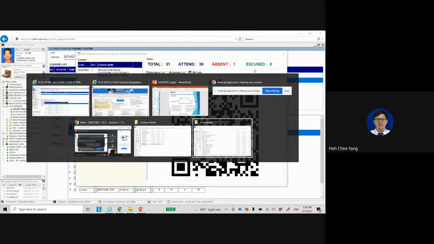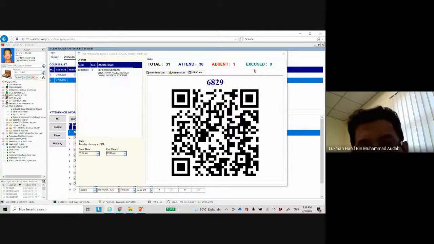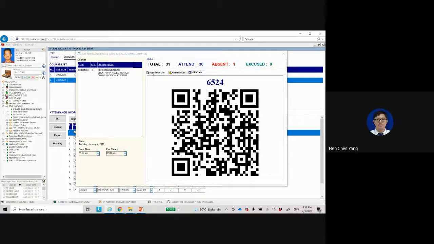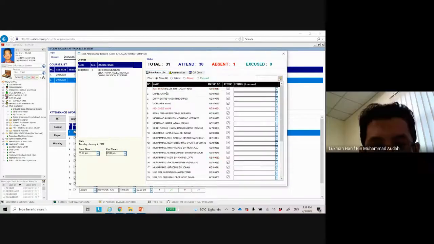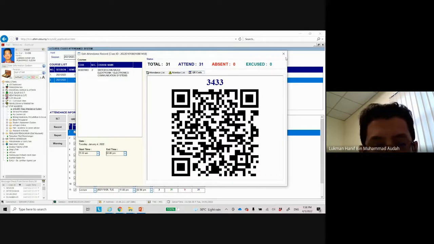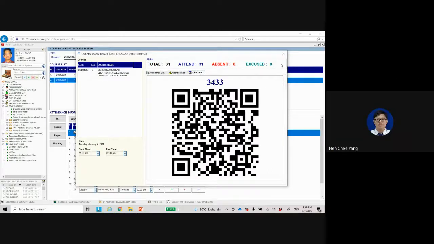Doktor kejap ya. Belum lagi? Belum. Oh, belum lagi. Okey. Dah? Nama siapa? HM Syam. Okey, saya tick lah. Okey, terima kasih doktor. Okey, sama.